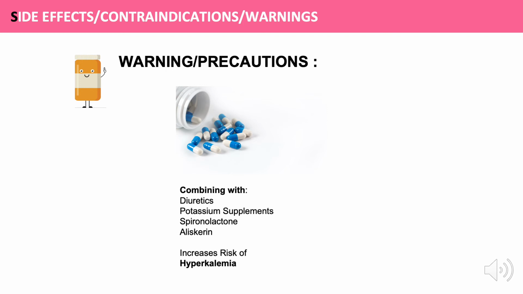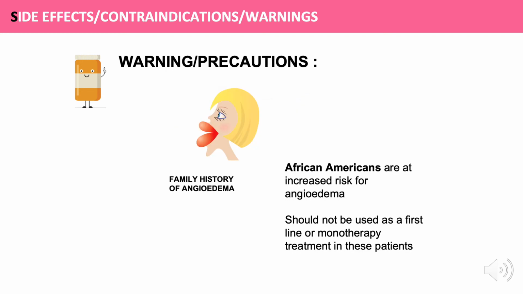So be careful if they're on a potassium supplement, if they are taking spironolactone, that is our potassium sparing diuretic, or if they are taking aliskiren as well. All of these will increase the patient's risk of hyperkalemia. Now, any patient of any race taking an ACE inhibitor can have angioedema. However, we do see African Americans seem to have this more often than other races. So we do need to be aware of that fact.